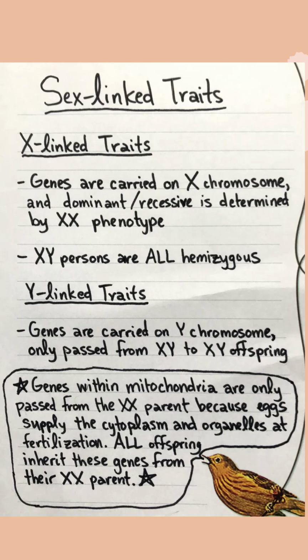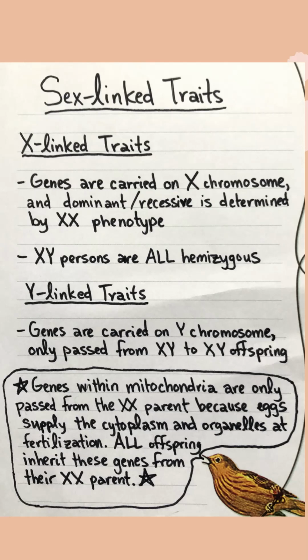Sex-linked traits. Now we're looking at genes that are on either your X chromosome or your Y chromosome, which means that they can be expressed differently. These are not the autosomal genes. Again, the autosomal chromosomes are 1 through 22, and this is your 23rd pair, which is either XX or XY. X-linked genes are genes that are carried on the X chromosome, and the phenotype of dominant or recessive is determined by how it is expressed in an XX person.